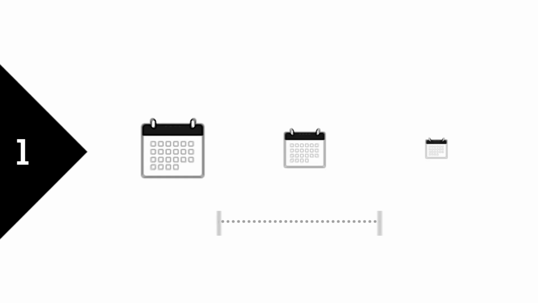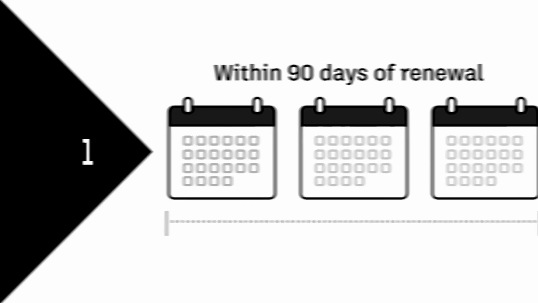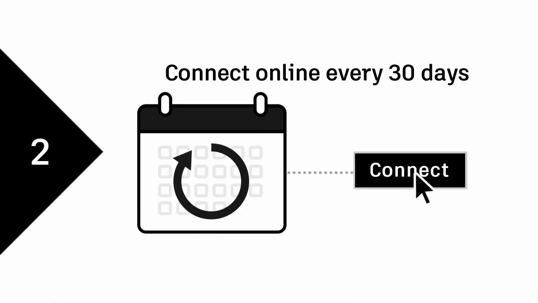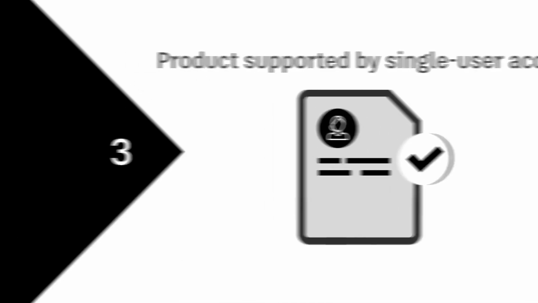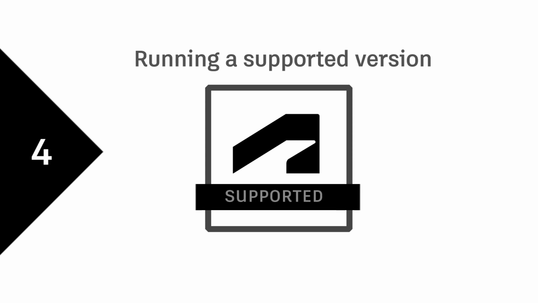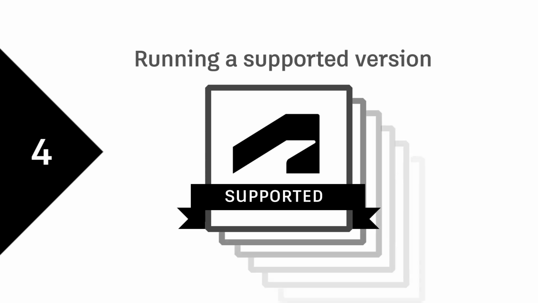Here's how to make it happen. To be eligible for trade-in, you must be within 90 days of your renewal window, connect online every 30 days, have a product that supports single users, and be running a supported version of the product. Your new named user subscription is only compatible with the current version, or up to 5 versions back. You can make the transition in 4 easy steps.